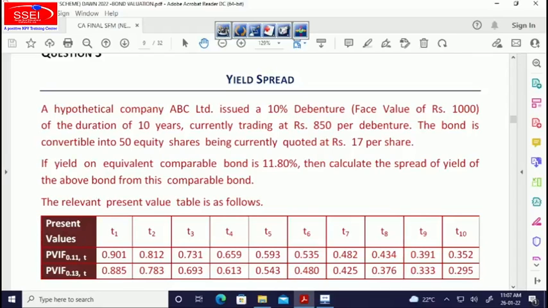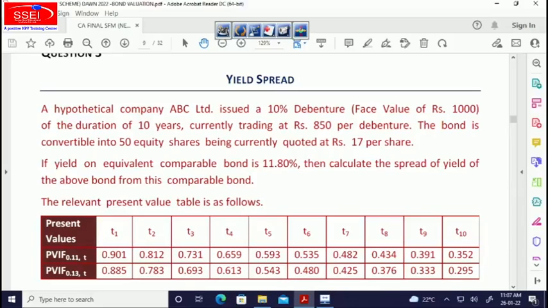If the yield on an equivalent comparable bond is 11.8%, so the market yield is 11.8%, then calculate the spread of the yield of the above bond from the comparable bond. Yield spread is the difference of YTM. So the comparable bond has a yield of 11.8. They are asking to find out the yield of this bond at 850 price and then deduct the same from 11.8. So the yield on the benchmark is given. You have to find out the yield on the bond. Simply you have to find out the YTM.